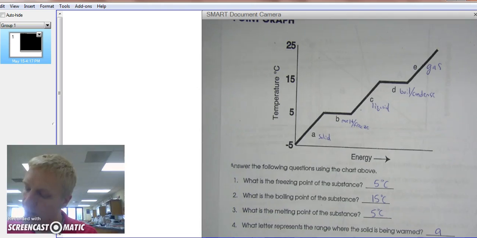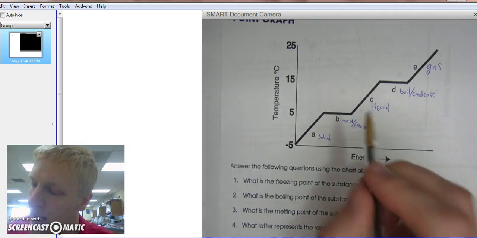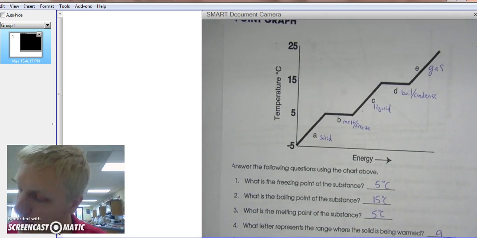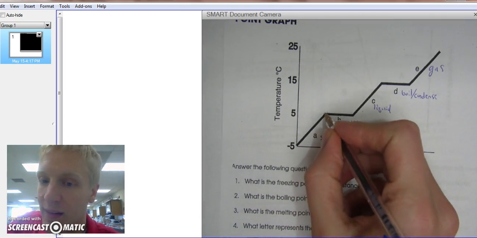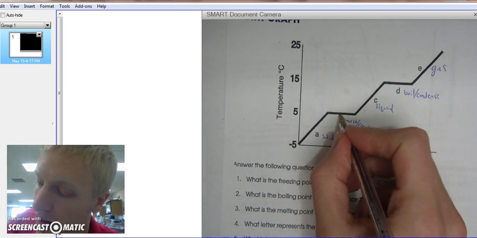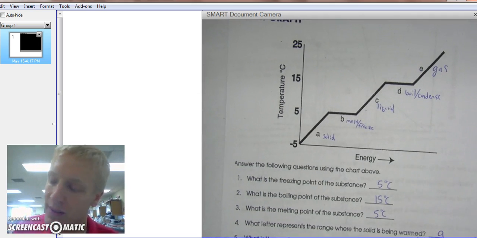And what letters show a change in potential energy? So the letters that represent a change in potential energy would be B and D. And the reason for that is, first of all, kinetic energy is molecules moving, and it's measured by temperature. As temperature increases, that's our kinetic energy increasing. With potential energy, our temperature is not increasing, but our energy is, so that would be considered potential energy.